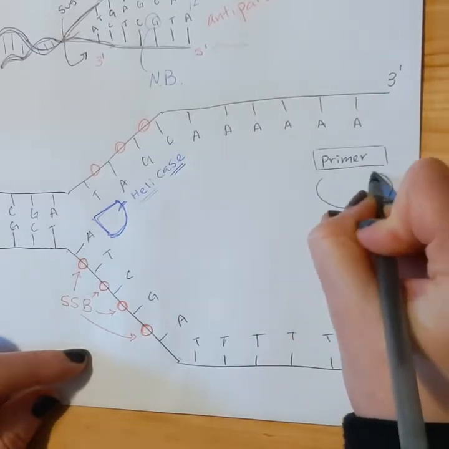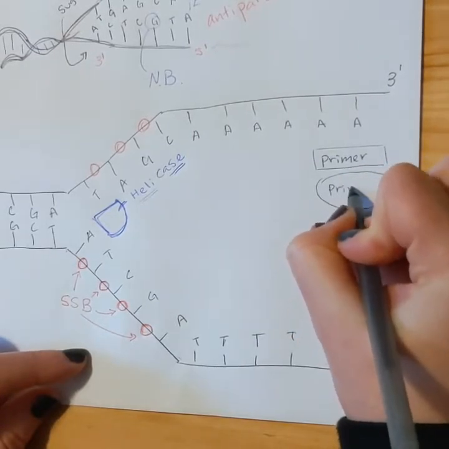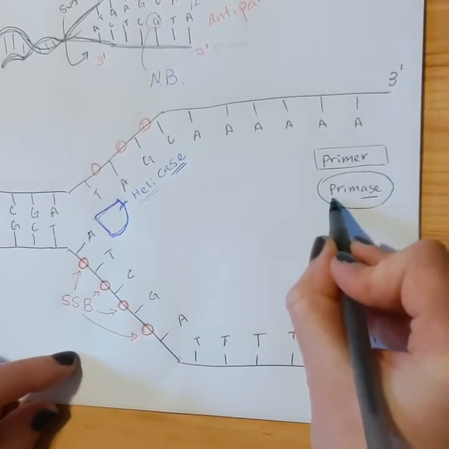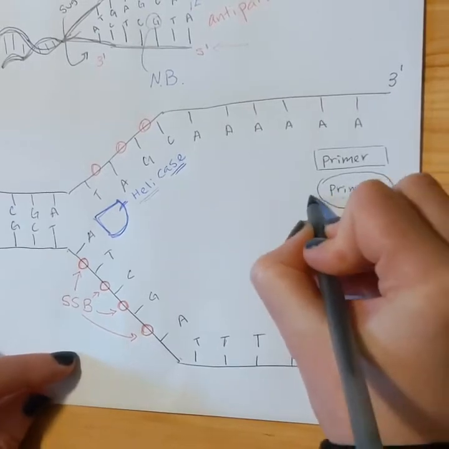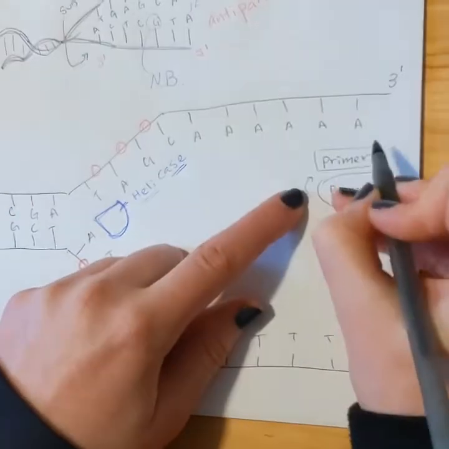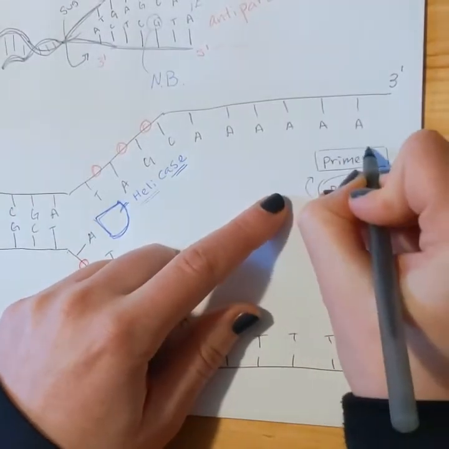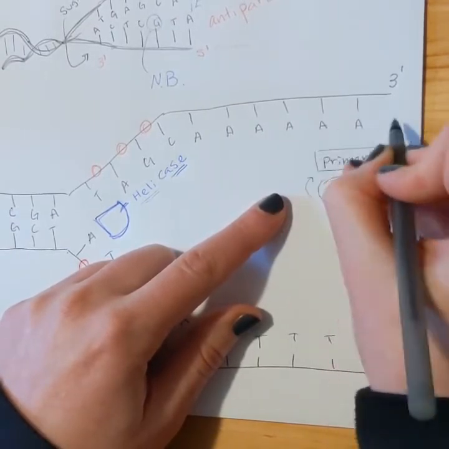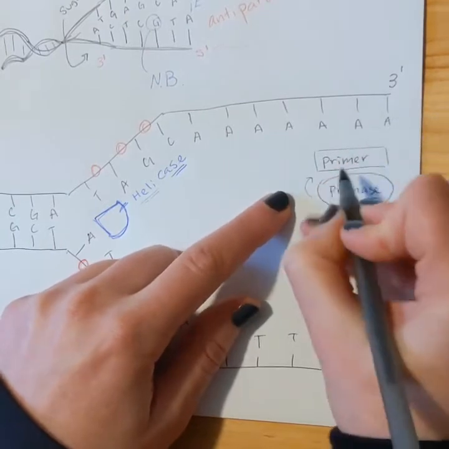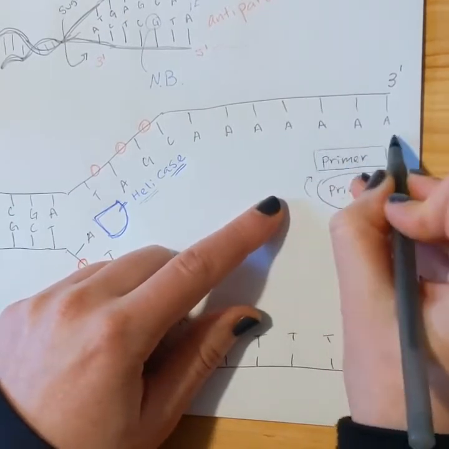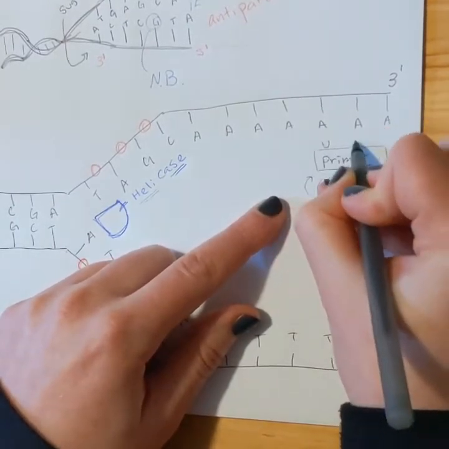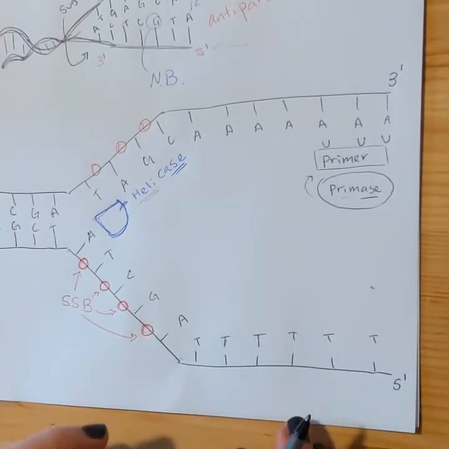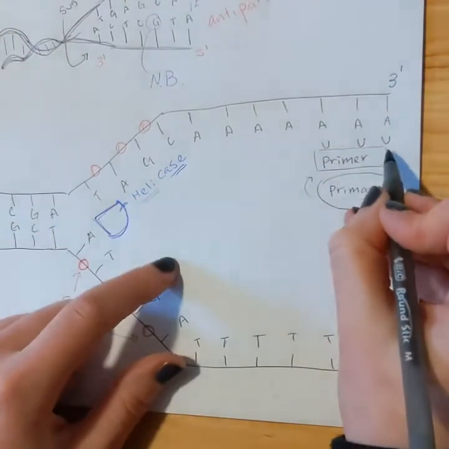I'll just draw it as an oval. I know it's an enzyme because it ends in ACE. It's called primase because it creates the primer. A primer is a little piece of RNA that matches the DNA. So I gave these the nucleotide A, and now the complementary base pair of RNA would be U's. Because remember, RNA does not use T. It uses uracil instead of thymine.